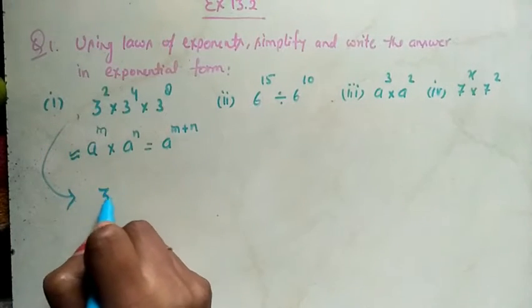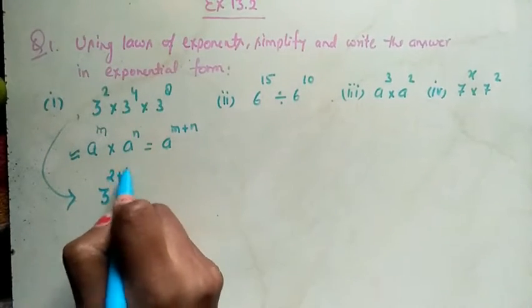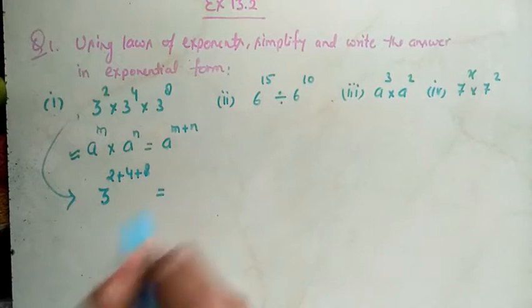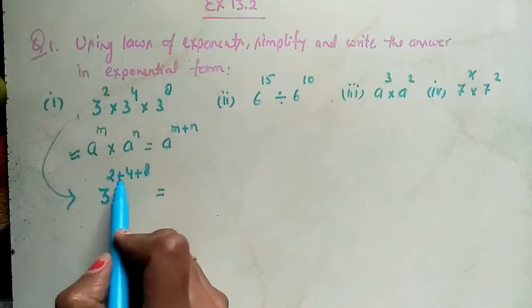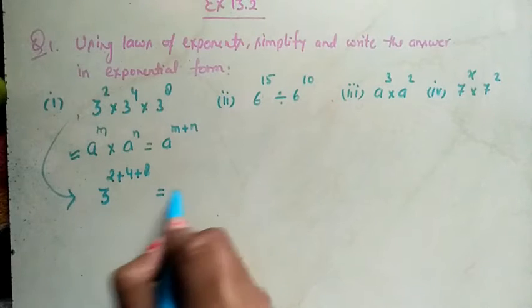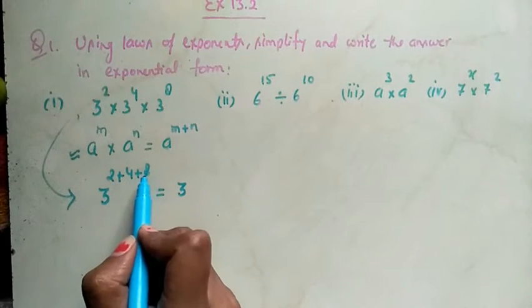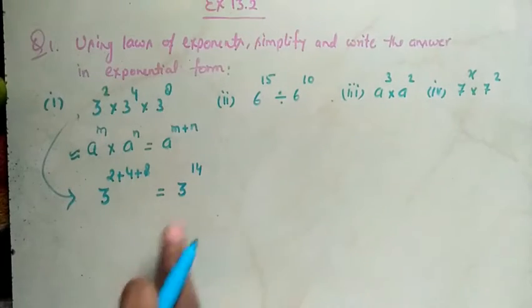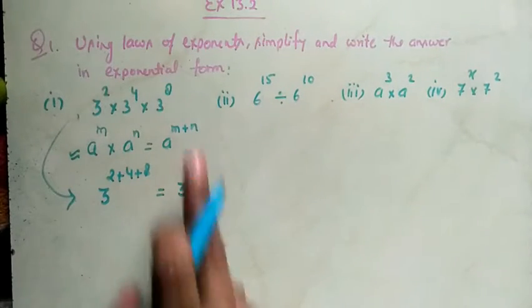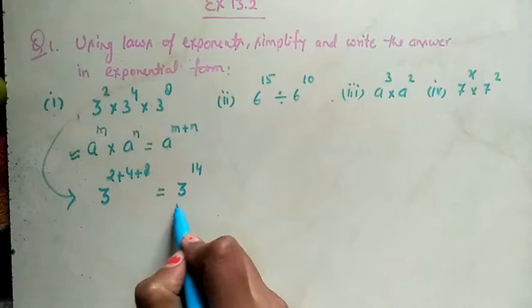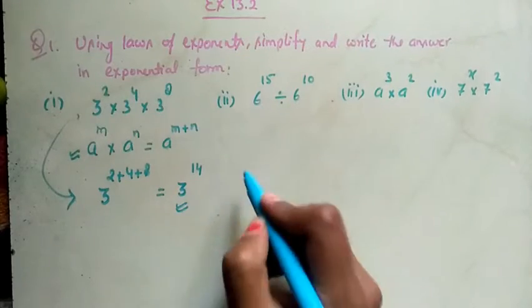That is 3 to the power 2 plus 4 plus 8. Only powers will be added. So now 4 plus 2, that is 6. 6 plus 8, that is 14. We have to write the answer in exponential form. So the answer will be 3 to the power 14.